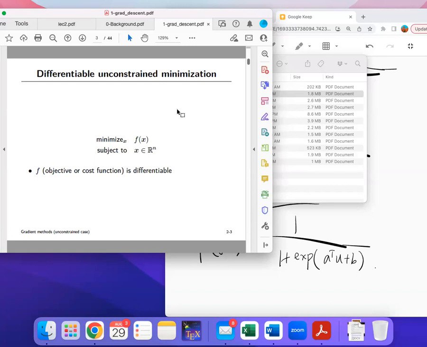And this is the abstract optimization problem that we will focus on in this lecture. We are going to minimize function f(x) over the variable x. This x is unconstrained, right? There's no constraint on this x. x can be anything in this vector space. But here we assume that f is differentiable.